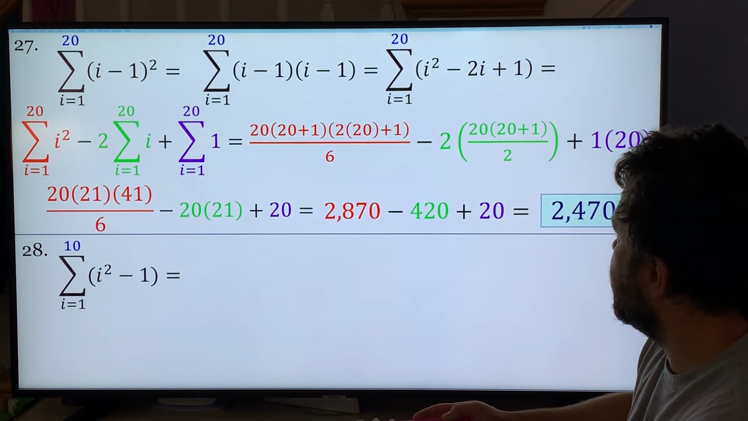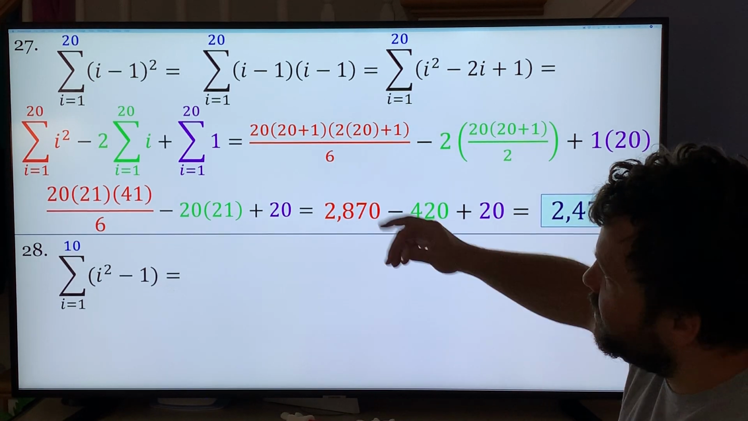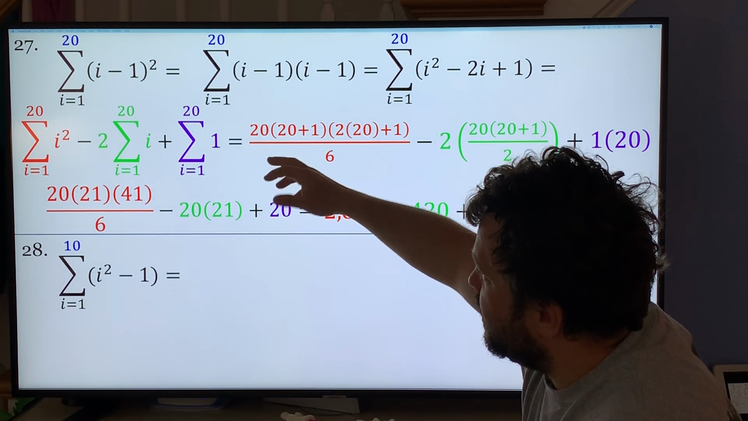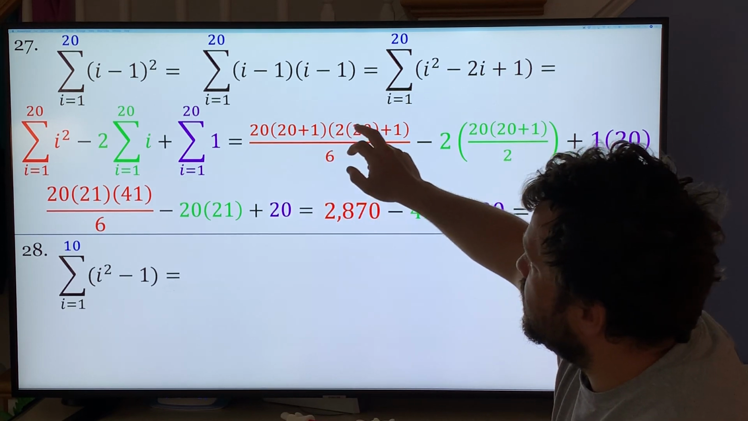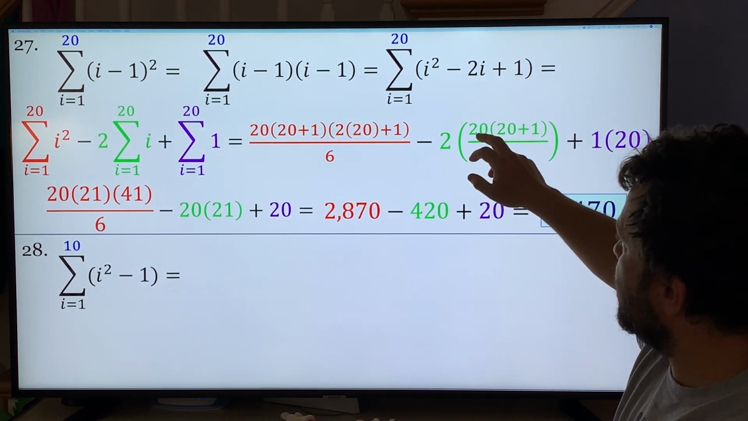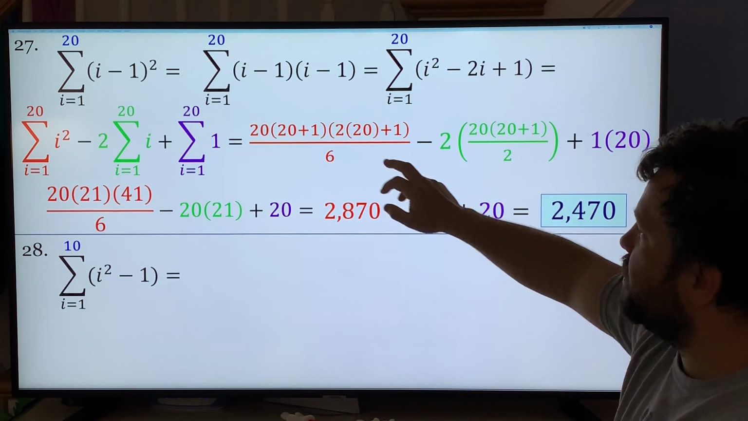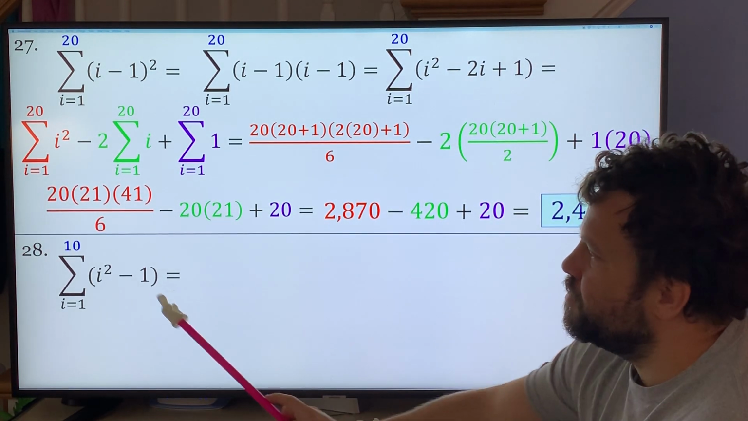Subtract the numbers and get your answer. All right, now the formula for this one, I didn't write it down, is n plus 1, 2n plus 1, and this was n times n plus 1. This was divided by 2 and divided by 6. Right, problem 28.